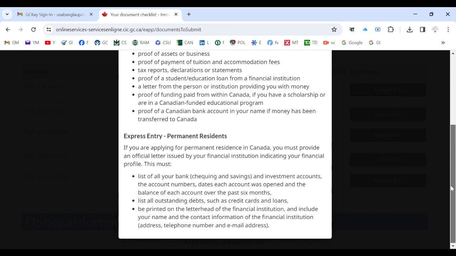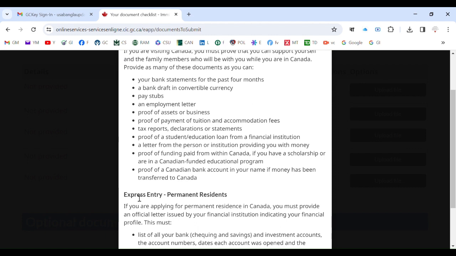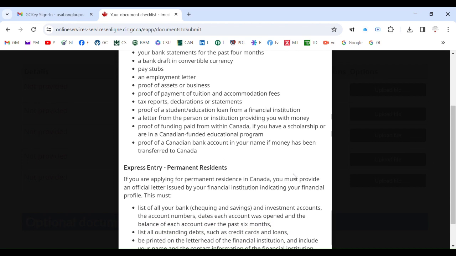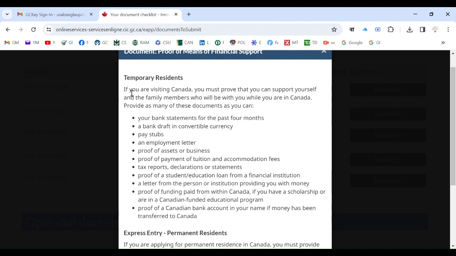This is not for Express Entry permanent residents, so this is not if you're applying for permanent residence. I'm not talking about that. This is for a temporary residence application. Okay, you are doing study, after your study you will get a work permit, and then you will be able to do petition or whatever you qualify for. So that is what you have to understand for how to show your financial support.